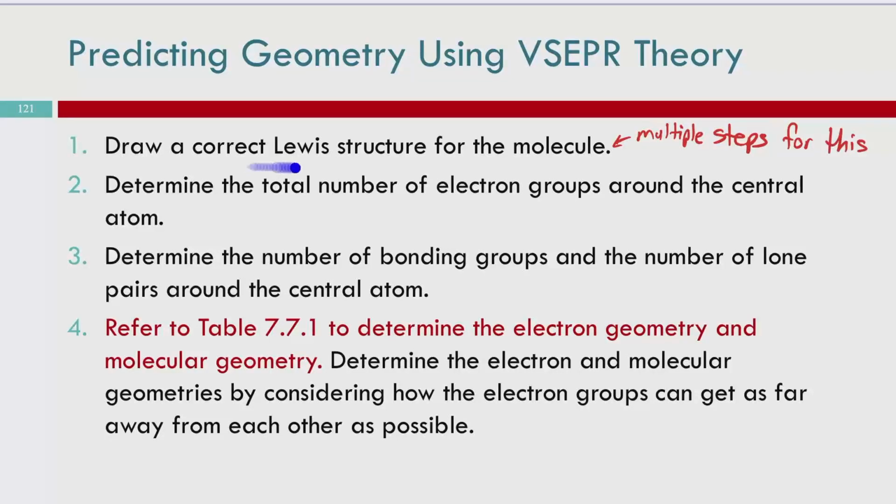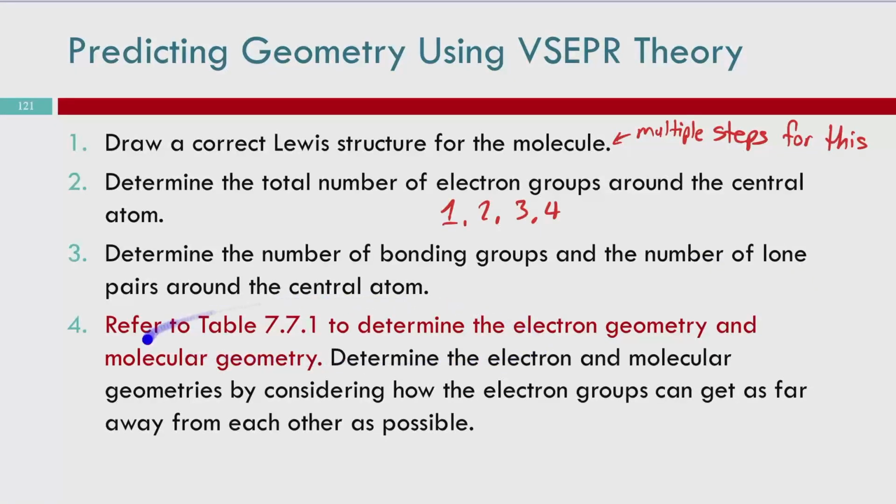Once we've got the Lewis structure, or if we were kindly given the Lewis structure, we determine how many electron groups we have on the central atom. Our options are 1, 2, 3, or 4. Those are the only numbers that we're going to see. If it's just 1, it has to be linear. Then we want to determine how many of those are bonding groups, how many of them are lone pairs.